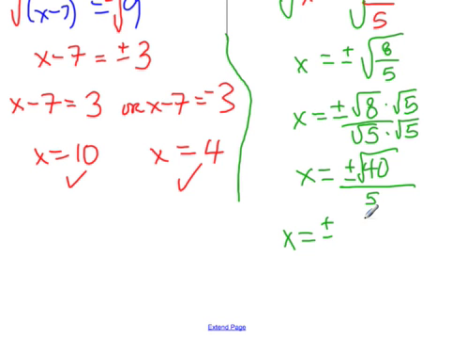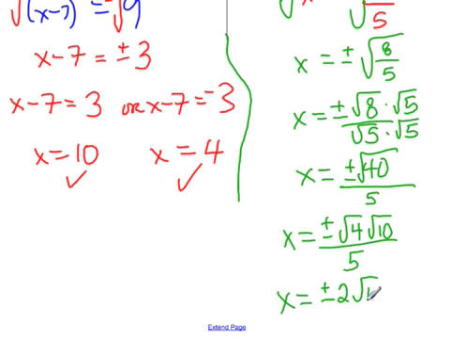Because 40 is the same thing as the square root of 4 times the square root of 10, all over 5. And so the square root of 4 is 2. So this would be plus or minus 2 root 10 all over 5. Again, I can't simplify that because one's outside, one's inside of a radical. Can't simplify those. This would be my final answer.